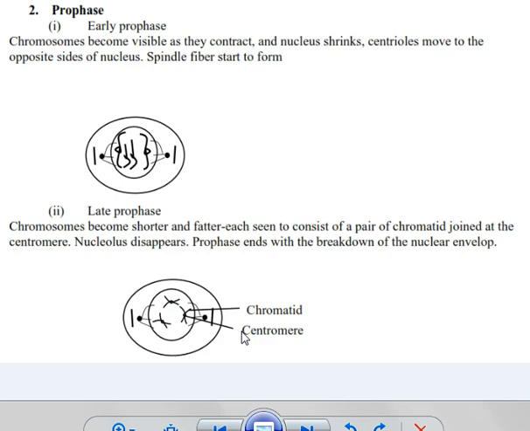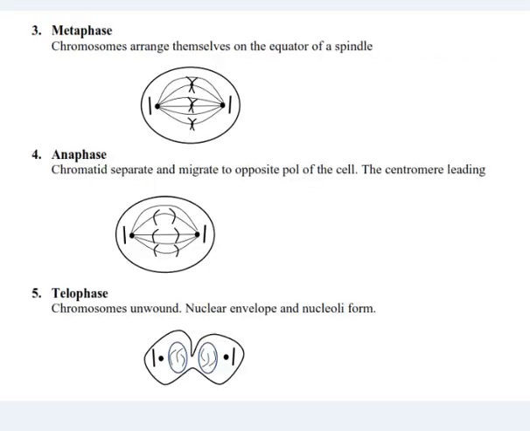So after that is done, we enter into another stage. The stage is metaphase. In metaphase, the chromosomes just come and arrange themselves at the equator. If this is a spherical cell, then this is its equator. So the chromosomes arrange themselves at the equator of the spindles. So these are the spindle fibers.